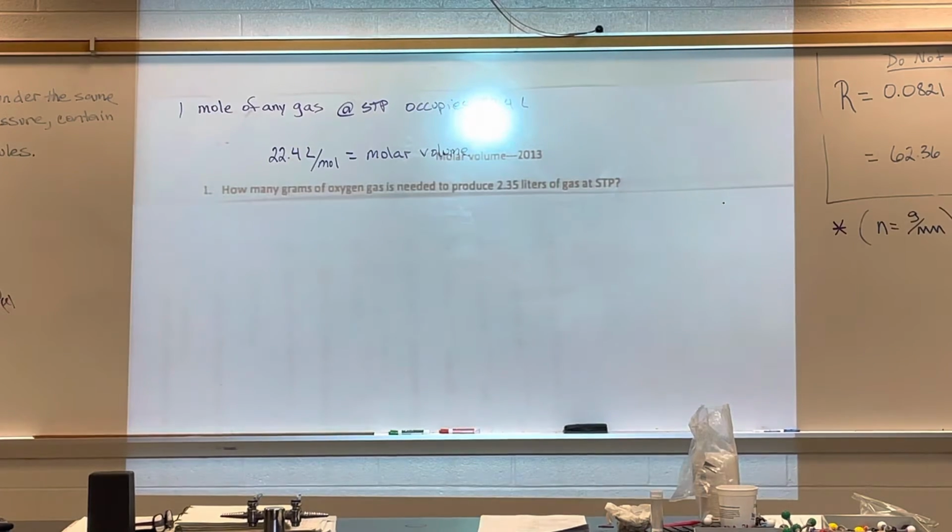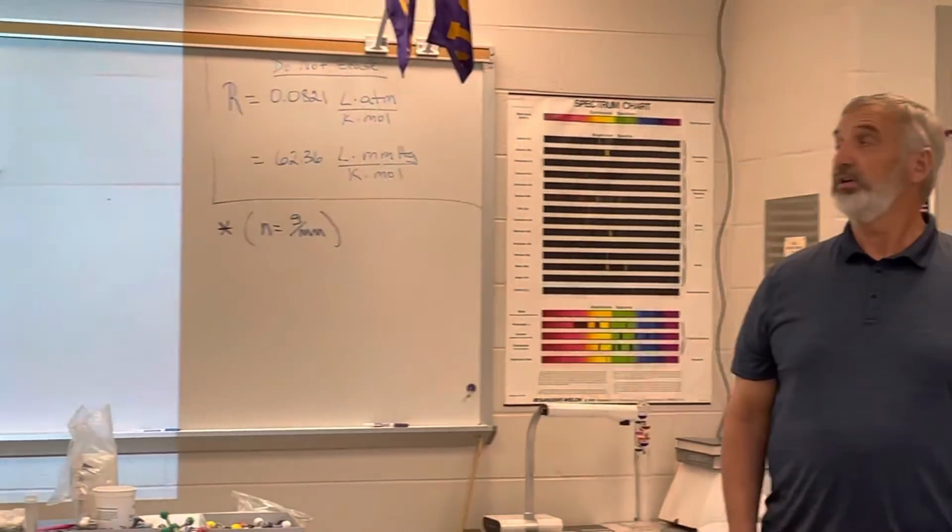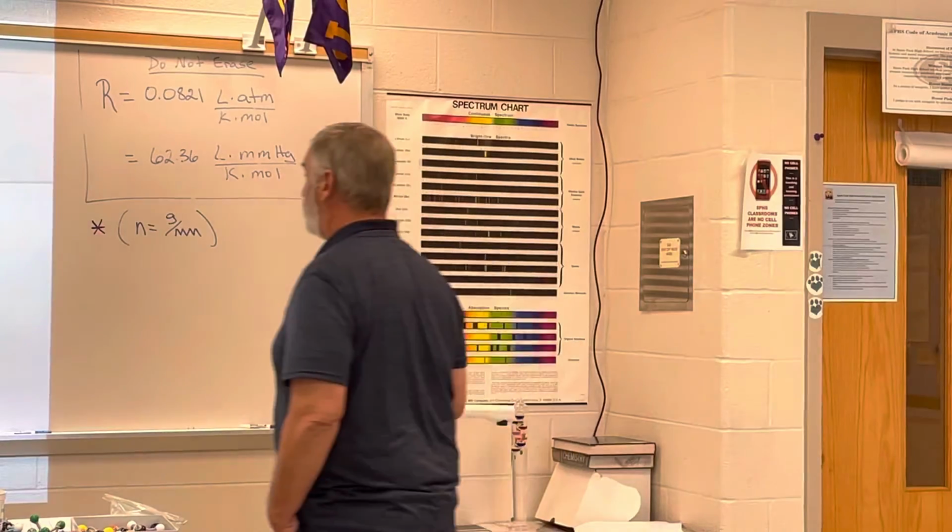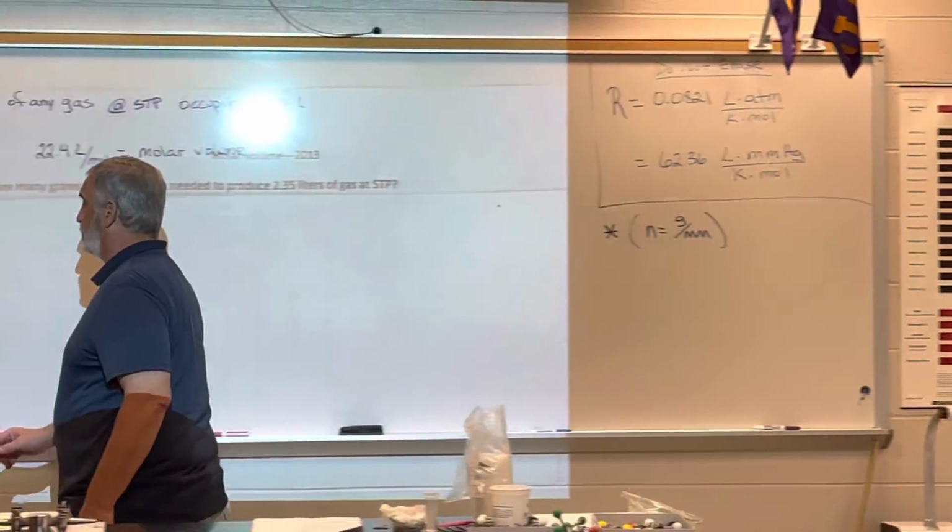and it says now how many grams of oxygen gas is needed to produce 2.5 liters of gas at STP. Okay? Now this is the one you were supposed to have done, but I don't know how much you knew about this. Okay? So we've touched on it.